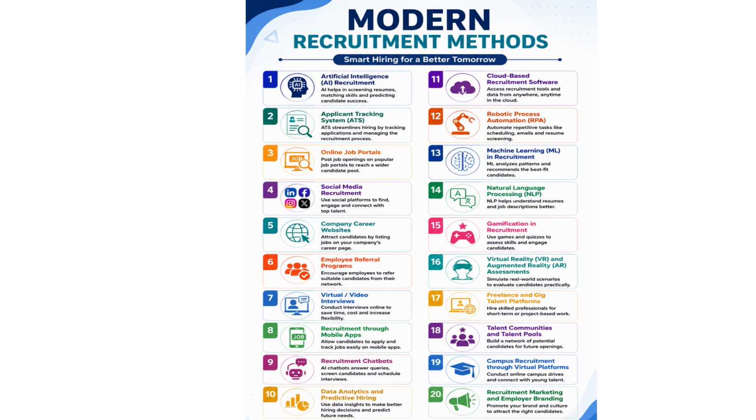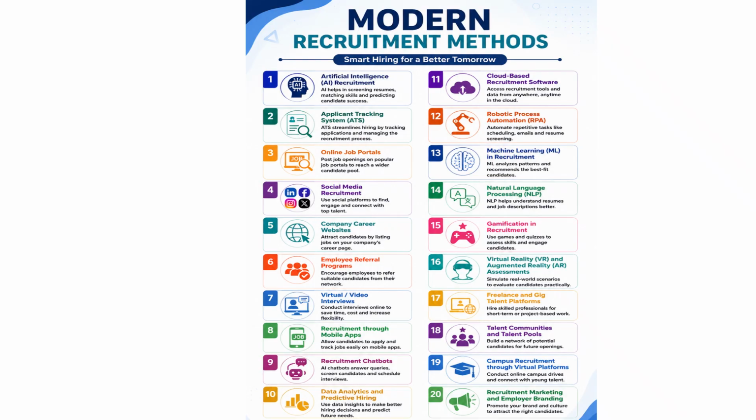Now, artificial intelligence. Artificial intelligence is used to screen resumes, match candidates, and reduce hiring time. Second one is applicant tracking system. It is used to manage the applications and track the candidate through recruitment. Third is job portals, websites like Naukri.com, Indeed, and Monster. Next is social media recruitment, finding candidates through LinkedIn, Facebook, and Instagram.